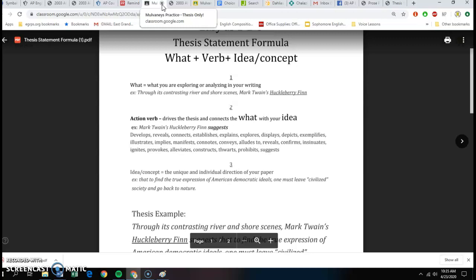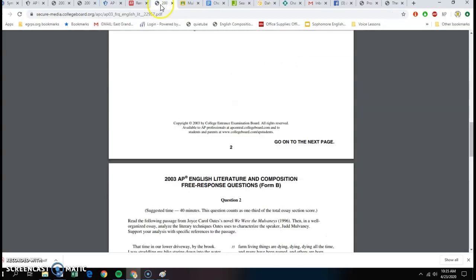So feel free to just copy this into a notebook. You can print it if you have a printer at home. But the idea is the what is the device, it's the verb, it's the function it serves, and how it functions to convey the larger thematic idea, okay?